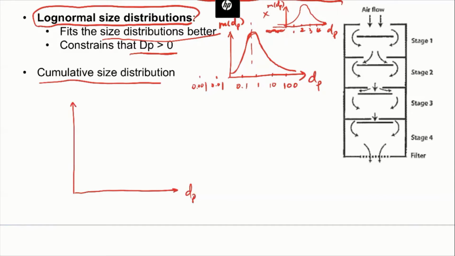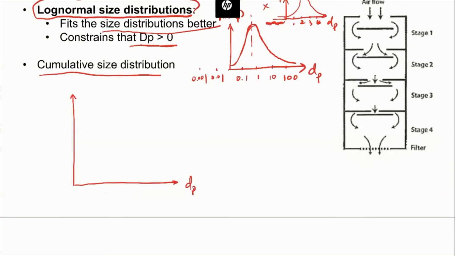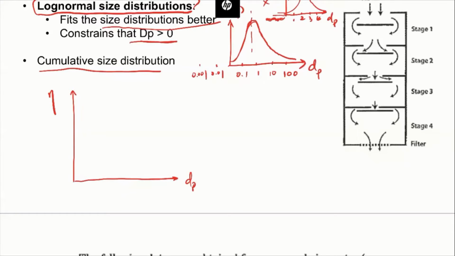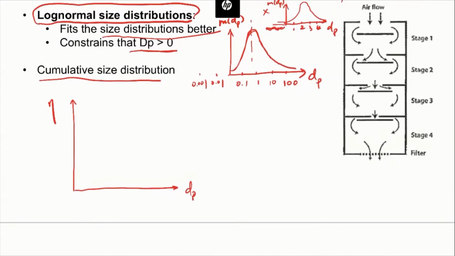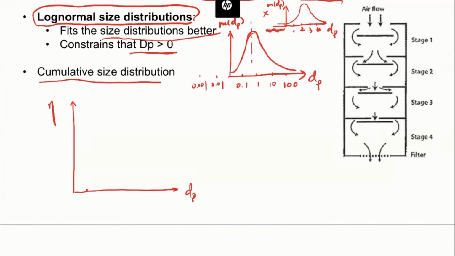It just shows the fraction of the particles below certain sizes, right? So for example, if we still plot it in the log scale, it's going to show something like this.